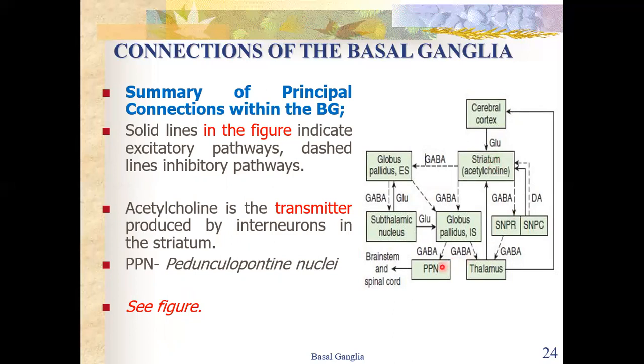Also, the PPN, the pedunculopontine nuclei, is located in the upper pons. It receives input from the globus pallidus internal segment, which provides inhibitory feedback. It projects to nuclei in the brainstem and the spinal cord for the control of the voluntary or skeletal muscles.